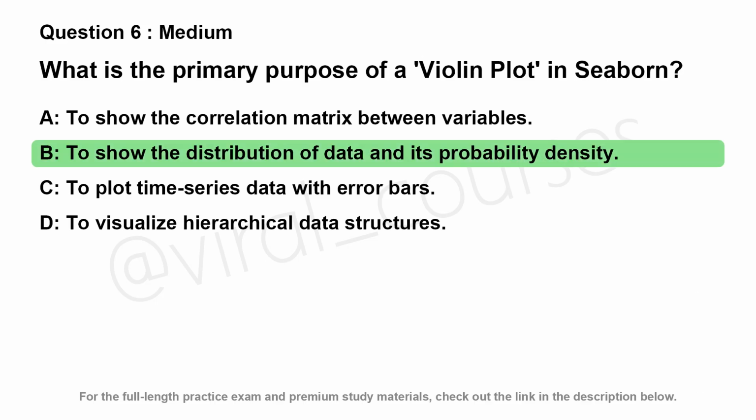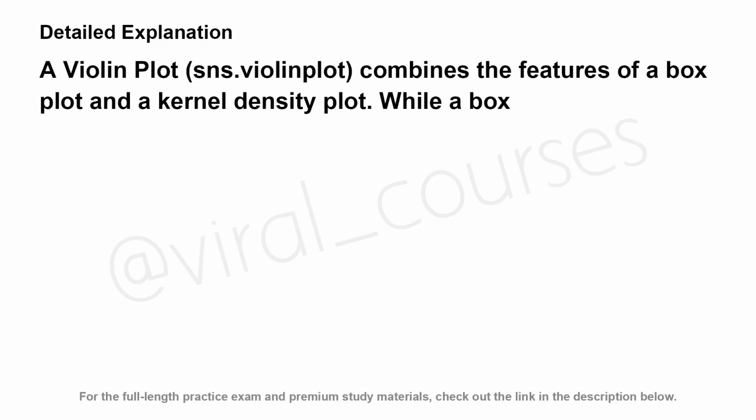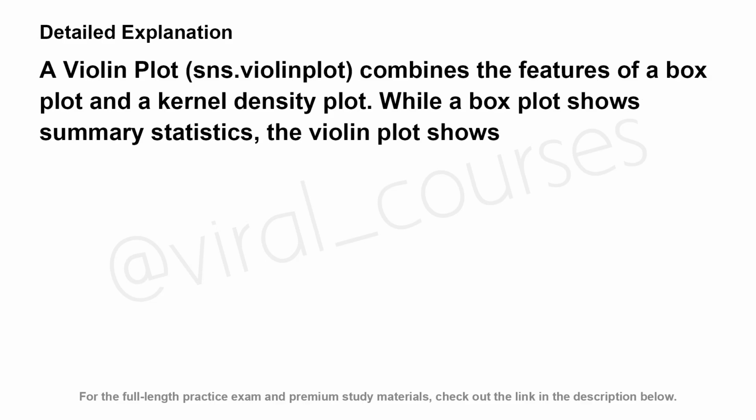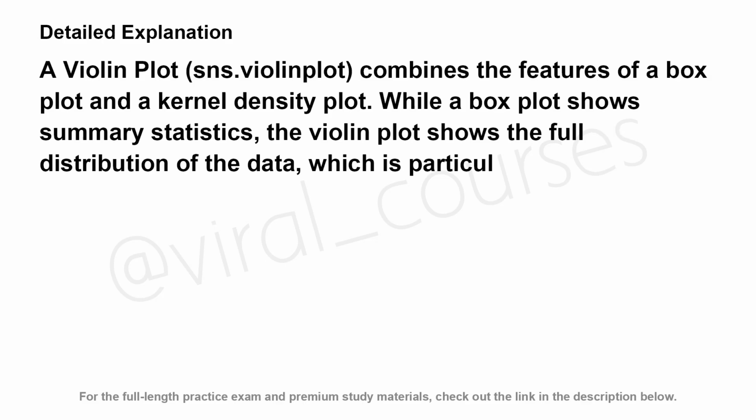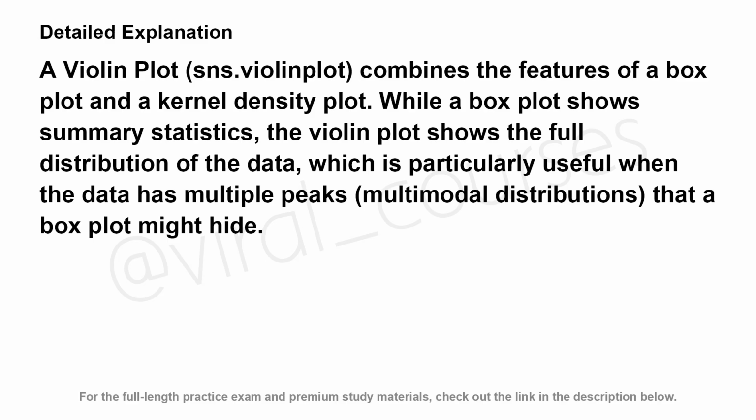The correct answer is B. A violin plot, sns.violinplot, combines the features of a box plot and a kernel density plot. While a box plot shows summary statistics, the violin plot shows the full distribution of the data, which is particularly useful when the data has multiple peaks, multimodal distributions, that a box plot might hide.